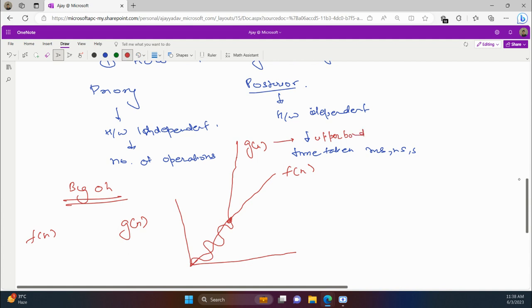Now this point we say is k. So we can say for all n greater than k, g(n) is greater than f(n). Now how can we write it? f(n) is less than or equal to not exactly g(n), but c times g(n). Sorry, I wrote it the other way around. Your c times g(n) should be greater than f(n).